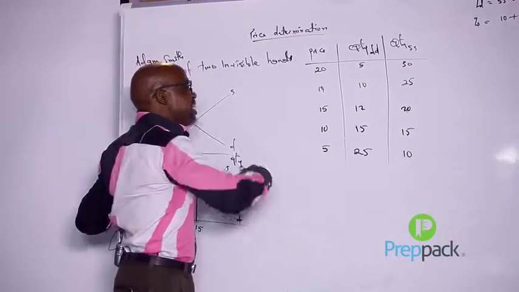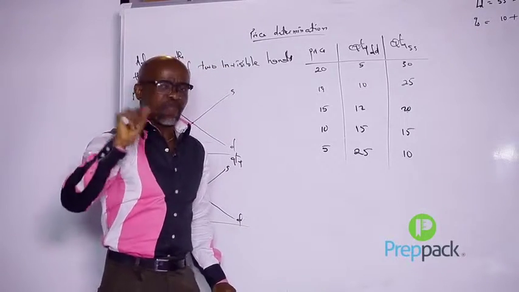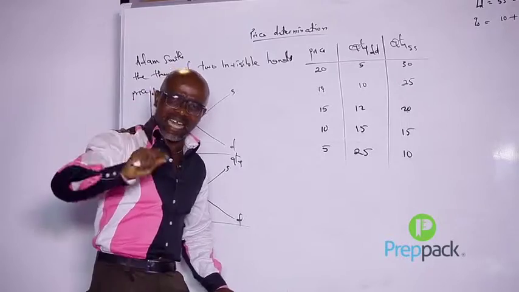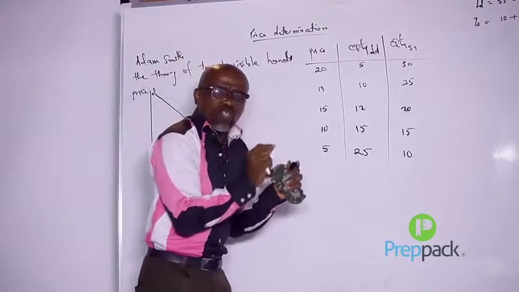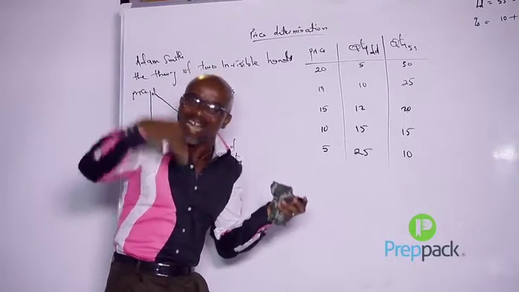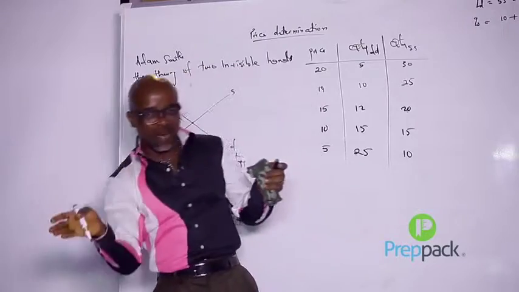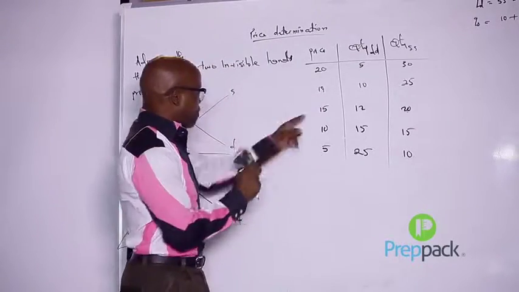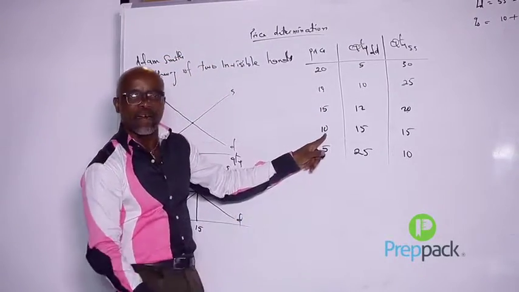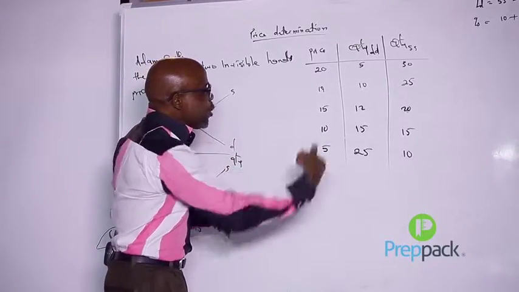There are times you'll be asked, at what price is the market cleared? And it's also asking the same question as what is the equilibrium price. So the price at which the market is cleared is that equilibrium price where there's no excess demand and excess supply. Therefore, the market is cleared at what? At 10 naira.